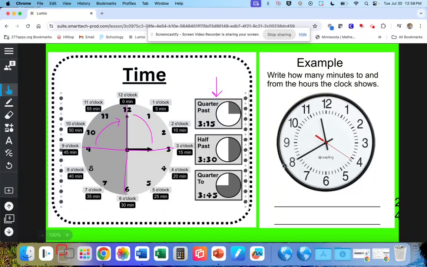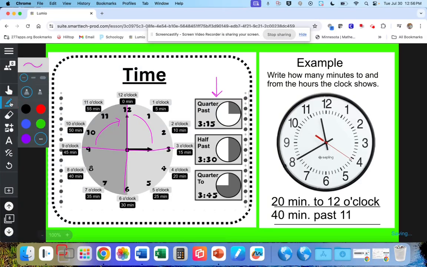So we can write our time based on how many minutes to the hour and how many minutes from the hour we have. So your answer might look something like that. That I have 20 minutes to 12 o'clock or 40 minutes past 11 o'clock. So we have that past and the to. And we say how many minutes are past and how many minutes to.